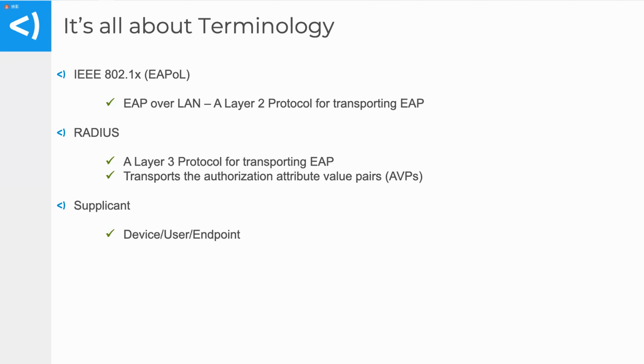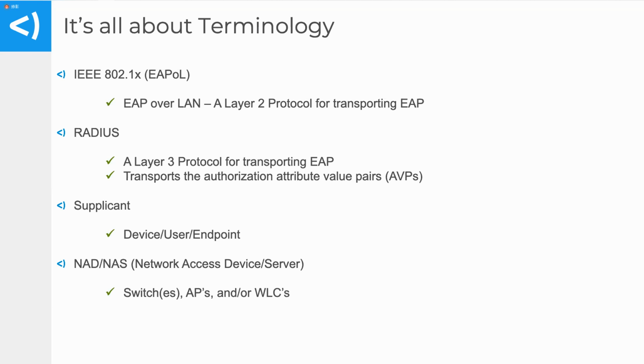It could be your laptop, your iPad, iPods, whatever kind of device is trying to connect to a network. Then what we have is a NAS or a NAD, depending on what you want to call it. Some people call it NAD, some people call it NAS, which stands for network access device or server, essentially your switches, your access points, your WLCs. All those devices are your NADs or NAS, right? And then you have your Radius server. In our case, it's Forescout.